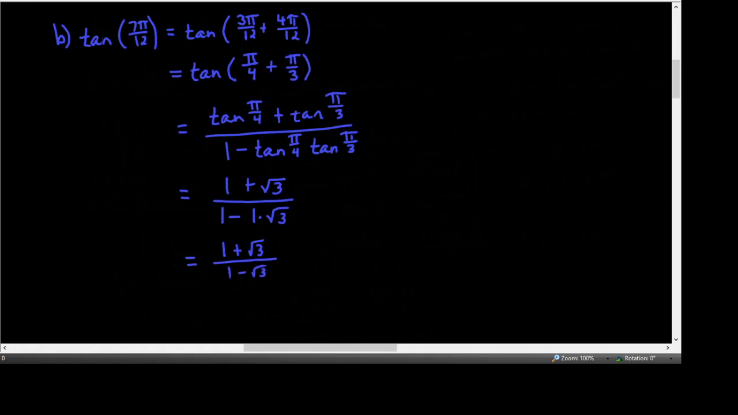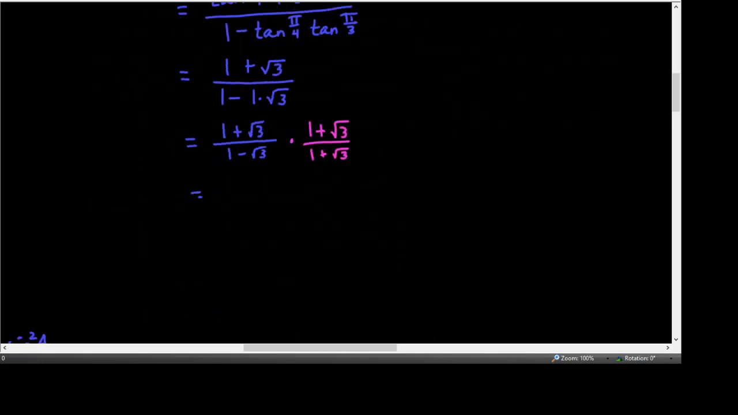And then to rationalize that denominator, I need to multiply by a form of 1. The form of 1 I'm going to use is the conjugate of the denominator radical binomial. So 1 plus square root of 3 over itself as the form of 1. Doing the multiplication in the numerator gives me 1 plus 2 square roots of 3 plus square root of 9, which is 3, over 1 squared minus square root of 3 squared.